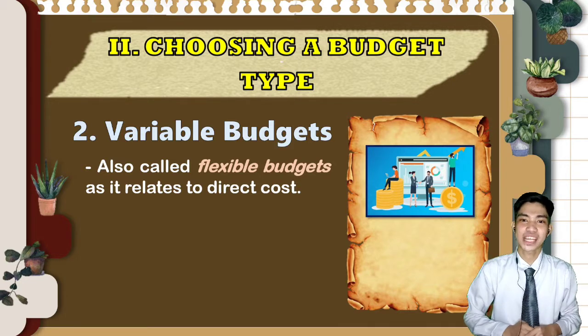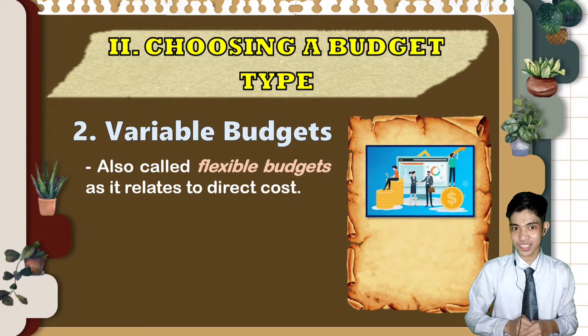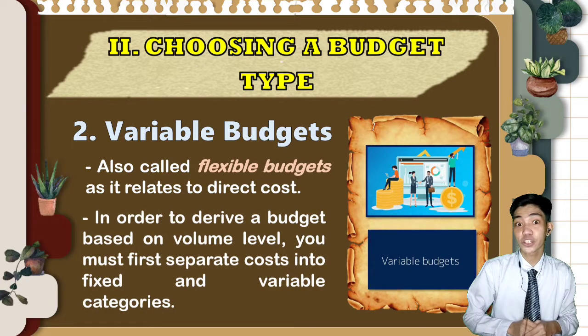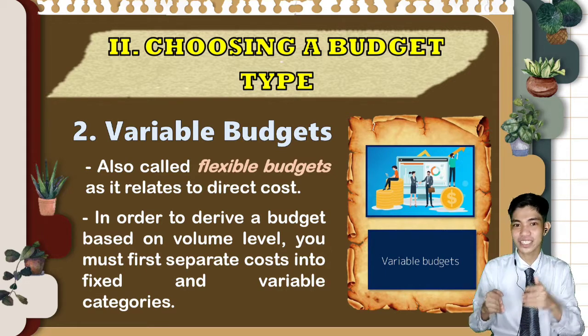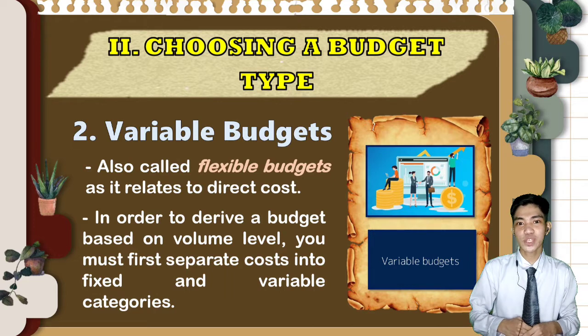Meaning, ito ay mas madali nating mabago kaysa sa ating fixed costs. And they are based on the premise that a budget can derive from whatever volume level is attained. In order to derive a budget-based volume level, you must first separate costs into fixed and variable categories. These are costs associated with the variable factors of production. So ang example nito ay ang direct labor and the food and beverage costs.